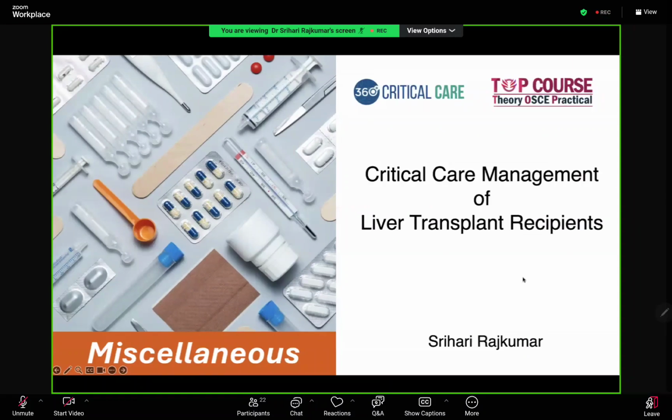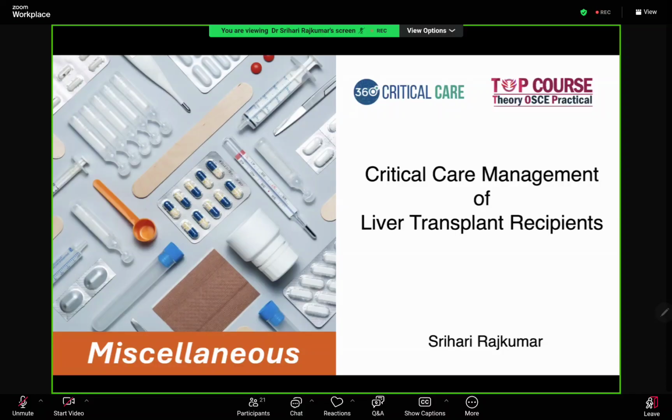Okay, good evening to everyone. So today I'll be having two topics for discussion. One is critical care management of liver transplant recipients, and the other one is on quality indicators. Ma'am had already discussed in depth regarding immunosuppression and infections, so that part of it is clear to most of you, I hope.